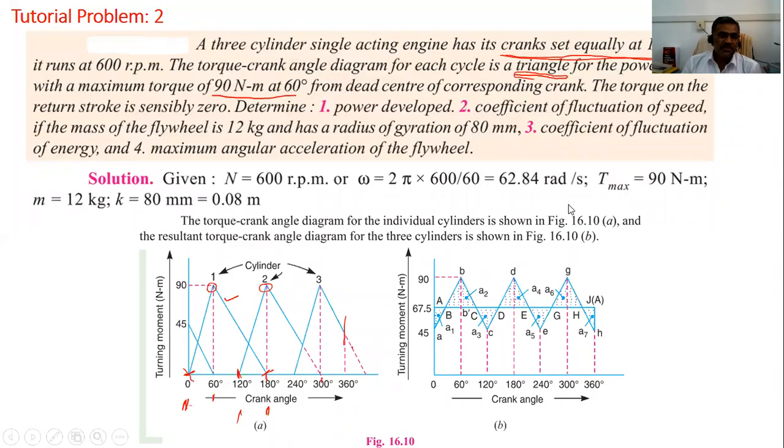Today we are going to discuss the turning moment diagram and flywheel. Problems on turning moment diagram and flywheel.